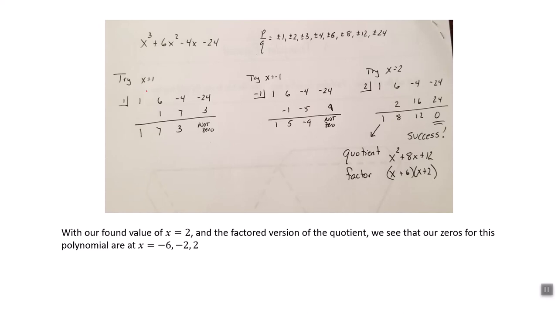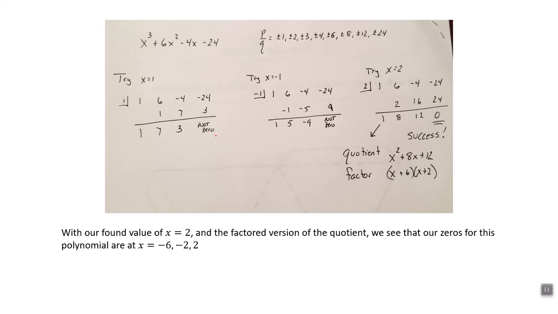I'm going to try x equals 1 with synthetic division. So we'll put 1 in the box. The coefficients 1, 6, negative 4, negative 24 along the top. And the pattern is we drop the leading coefficient and then multiply to go up and over. So 1 times 1 is 1. Add straight down. 6 and 1 is 7. 7 times 1 is 7. 7 and negative 4 makes 3. 3 times 1 is 3. When we add straight down, if we don't get a 0, we don't want it.